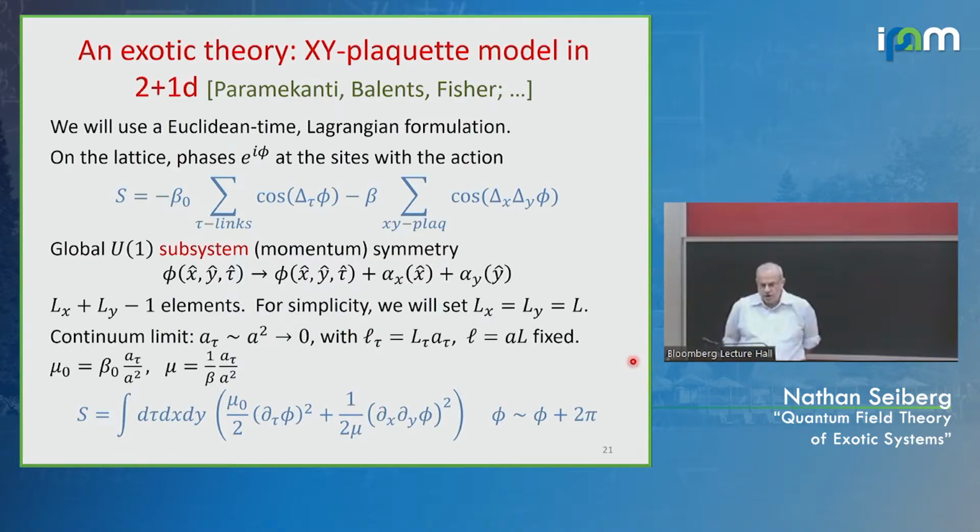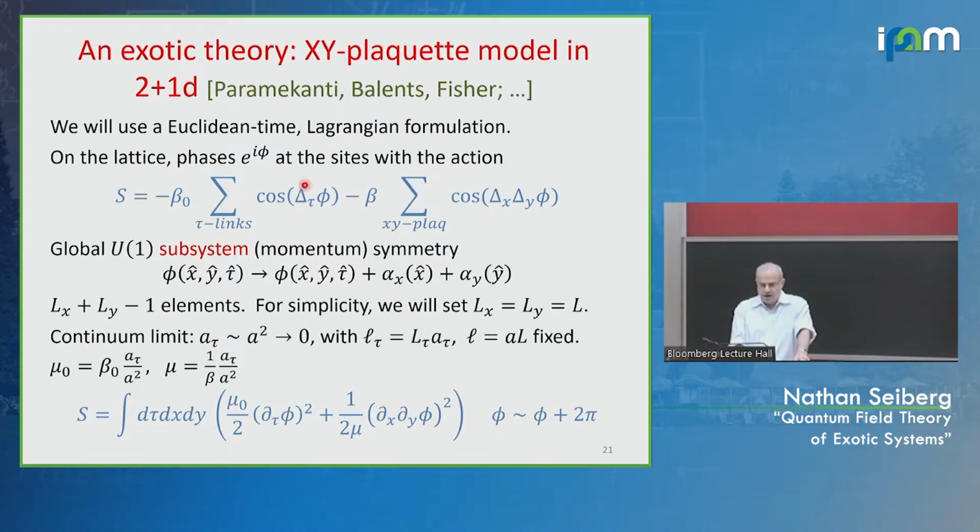So I'm going to take a limit. I'm going to assign lattice spacing. In the time direction, it would be a sub tau. In the space direction, it would be a. And knowing how things are going to scale, I'm going to set them to 0 such that a tau is proportional to a squared. I'm also going to take the number of sites in the time direction and in the space direction to infinity. So there will be more and more sites. The distance between them will be smaller and smaller. And I'm going to hold the overall length of space and the overall length of time fixed.